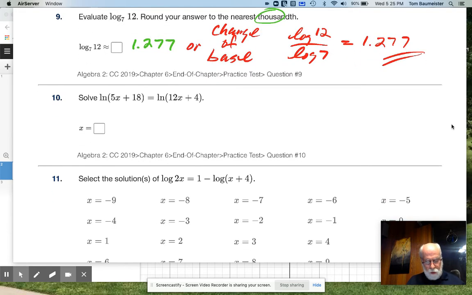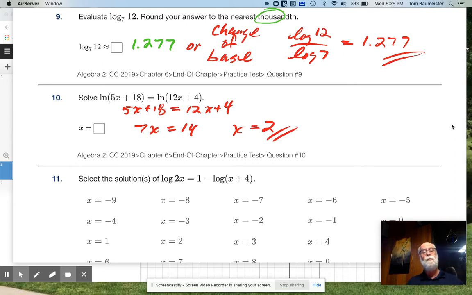Number 10. The natural log of 5x plus 18 is equal to the natural log of 12x plus 4. Remember, when I have a natural log on each side, I can just say then that 5x plus 18 is equal to 12x plus 4. And remember, we're going to solve for that. So I'm going to subtract the 5x. So 12x minus 5x is going to be 7x. 18 minus 4 will be 14, or x is equal to 2.